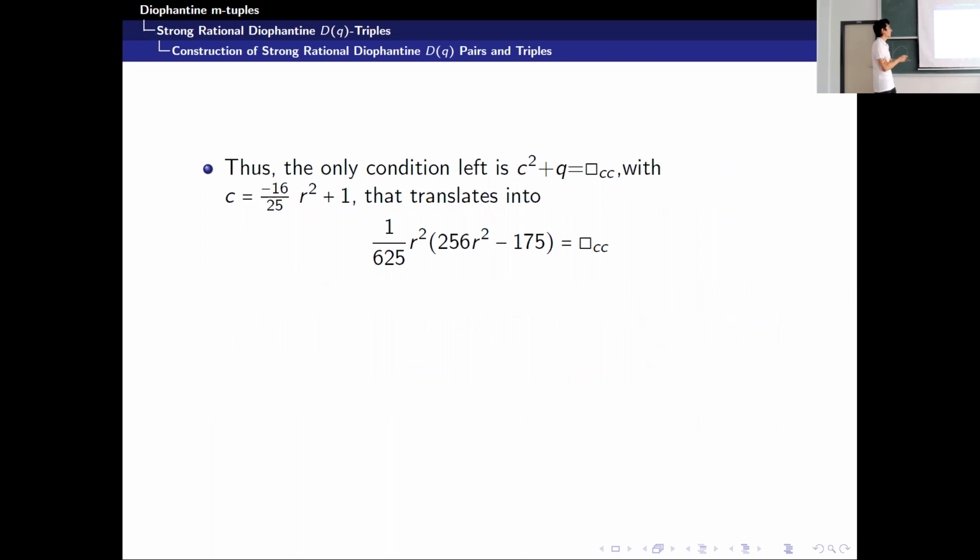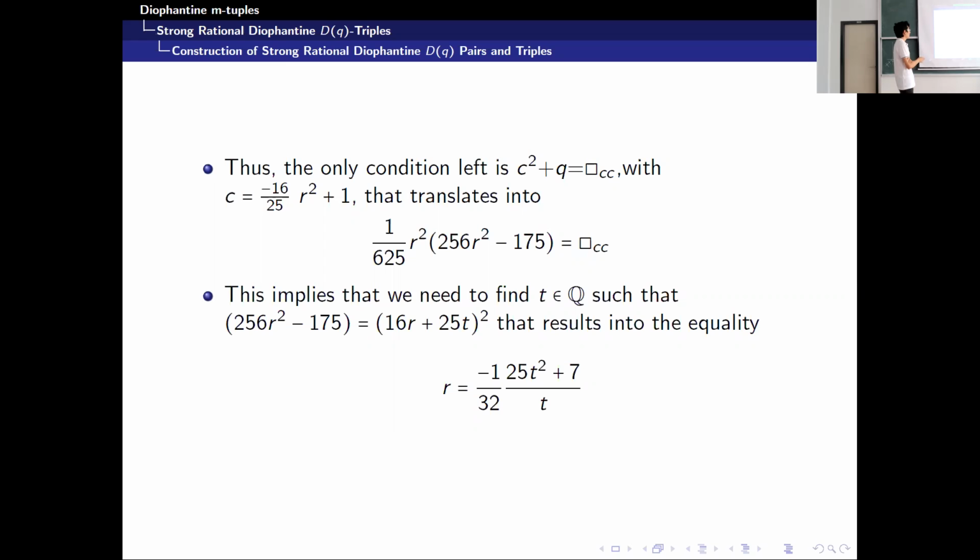C square plus Q must be a perfect square also. And with the K value, my new C is equal to minus 16 over 25 R square plus 1. And this is my C square plus Q equation. And I know that 1 over 625 is a perfect square, R square is a perfect square. So I need to show 256 R square minus 175 is also a perfect square. And to show that, I can equalize this multiplier to a perfect square, and this is 16R plus 25T. And with that equation, my new R is this.